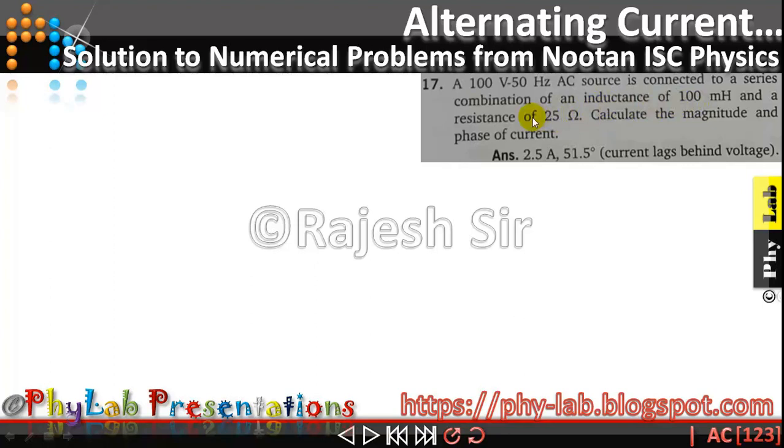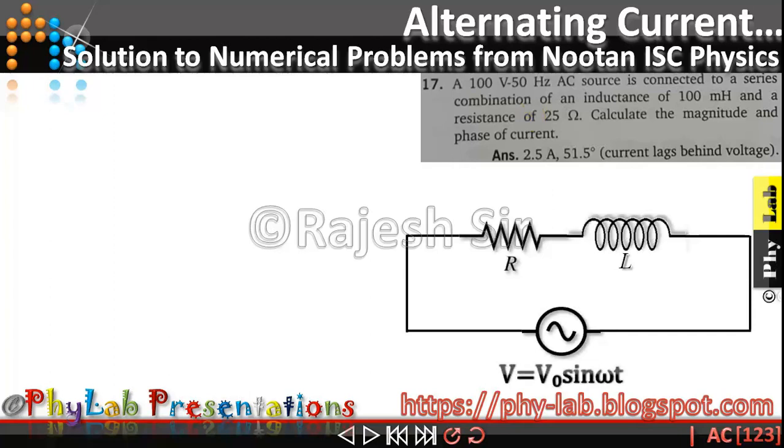So friends, let's draw a series RL circuit. Now this happens to be a series RL circuit, and across it we have connected an AC generator. This AC generator is capable of generating 100 volts. The value you are seeing on the screen, 100 volt, is the RMS value, and the frequency of this AC generator is 50 hertz.